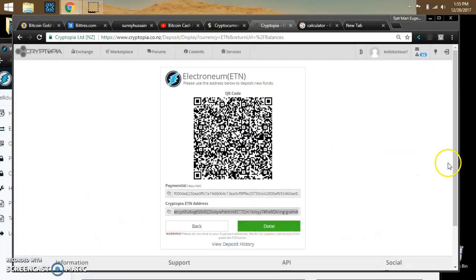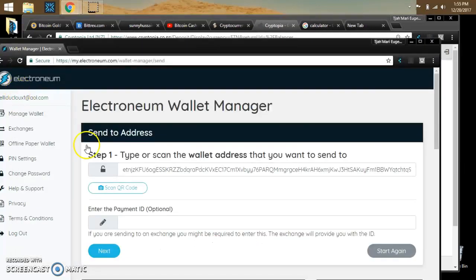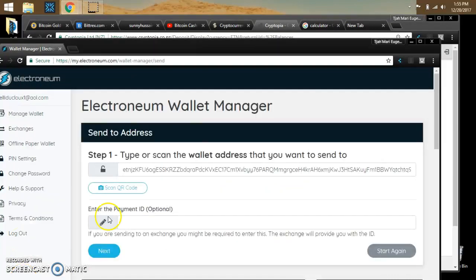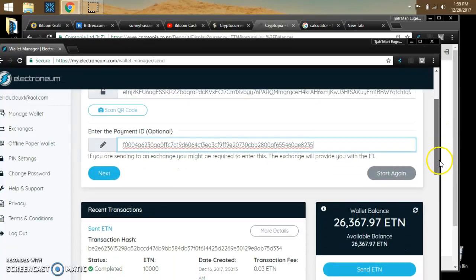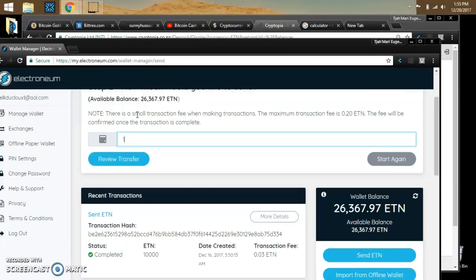check the first three, which was ETN, and the last ones I think was 4KM, I think it was, and then enter the payment ID, go here, copy it, put it back into here, and go to next. Minimum amount, I'm going to transfer, let's say 10,000. 10,000 coins of my 26,000.